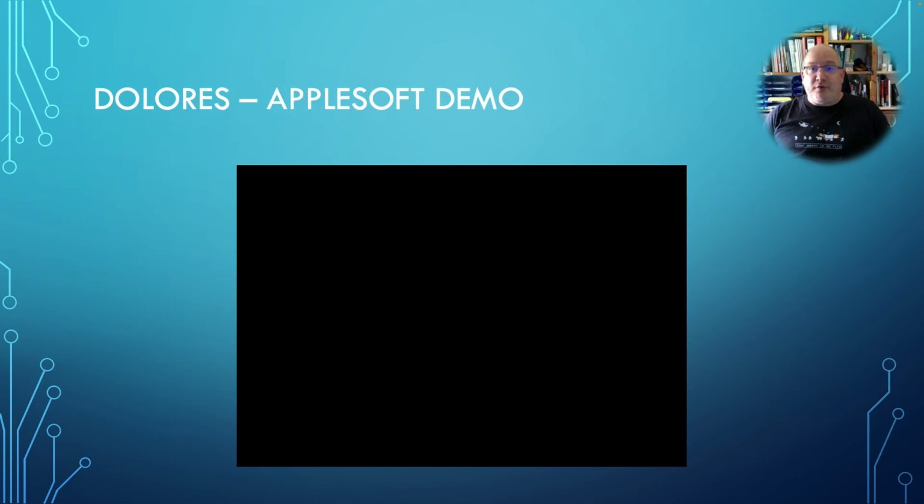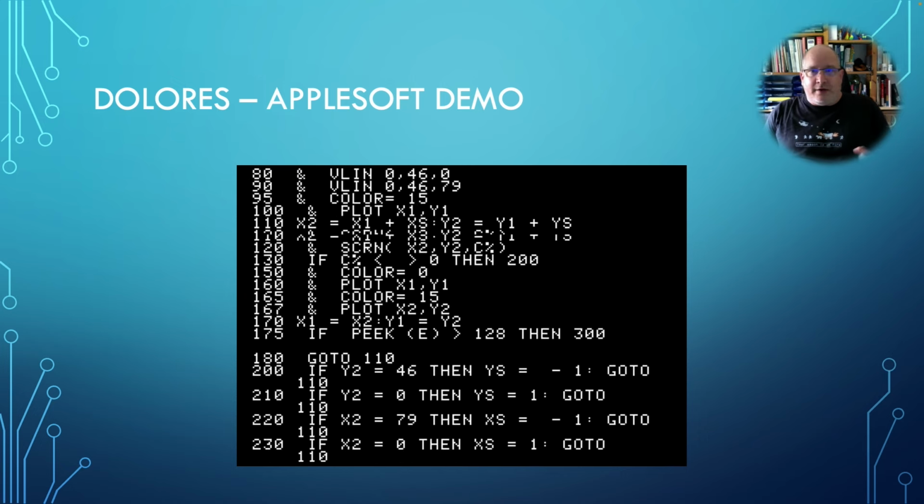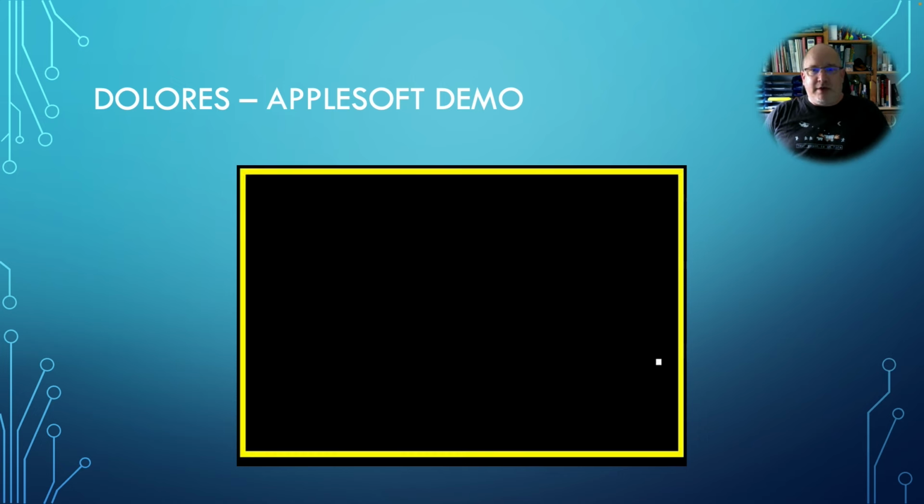How is Dolores performing directly from Applesoft? Let's have a short look at this video which shows a bouncing ball like the Pong game, which is moving across the screen, being reflected at the walls. And this is what you get at maximum speed at 1 megahertz when you're using the Dolores library directly from Applesoft. And a drawing primitive is here just a point that is being plotted.